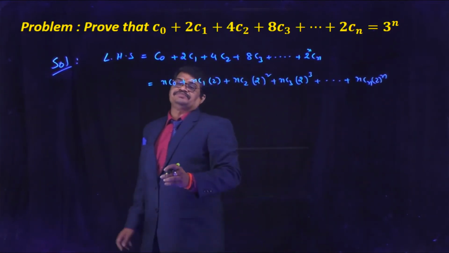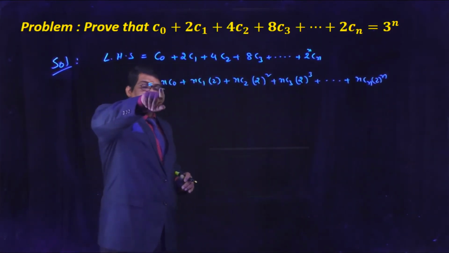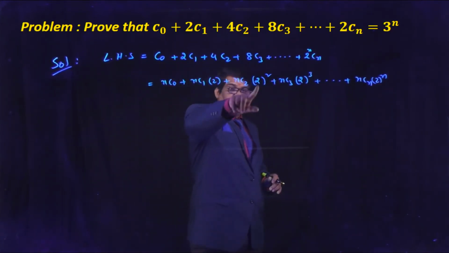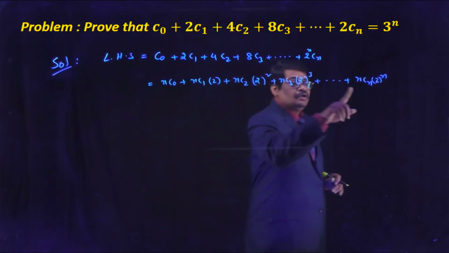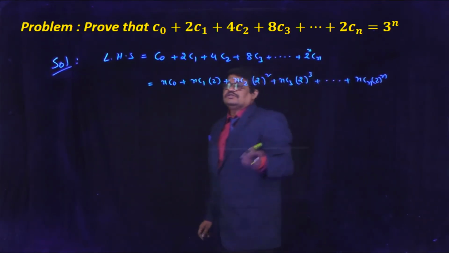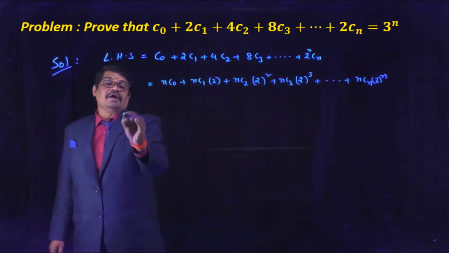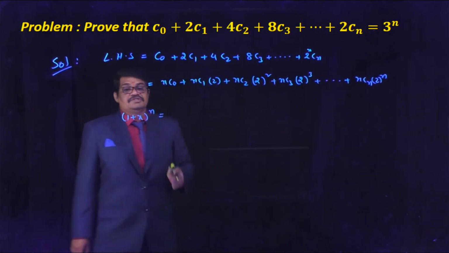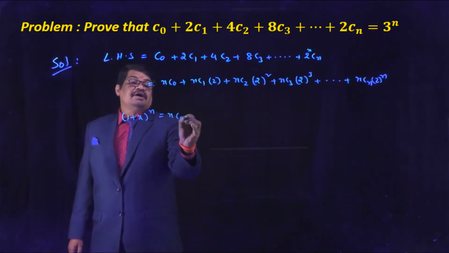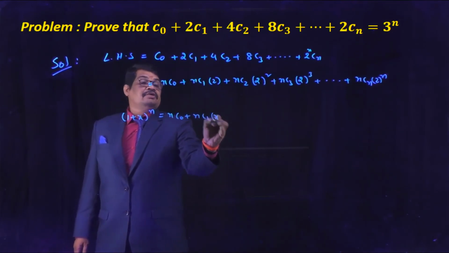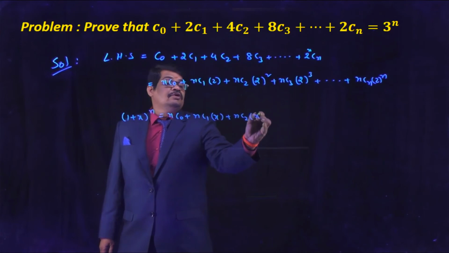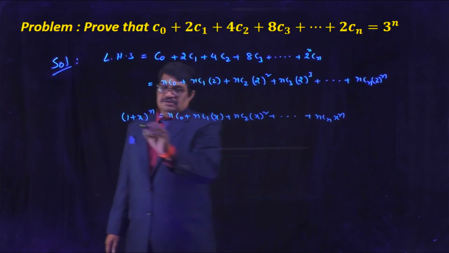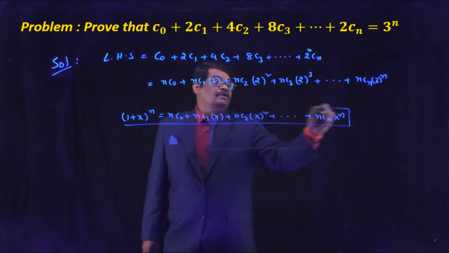So the expansion is nc naught plus nc1 into x, nc2 x square, nc3 x cube and so on, ncn x to the power of n. So this is the standard binomial expansion. What is the standard binomial expansion? 1 plus x whole power n is nc naught plus nc1 into x plus nc2 into x square, like this, ncn x to the power of n. So this is the binomial expansion.